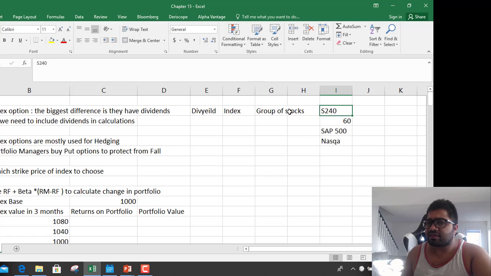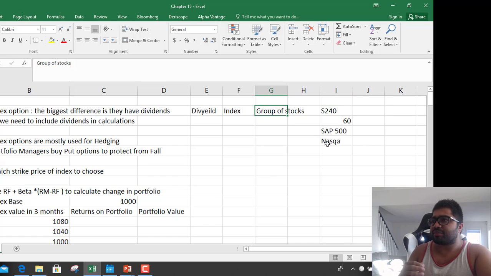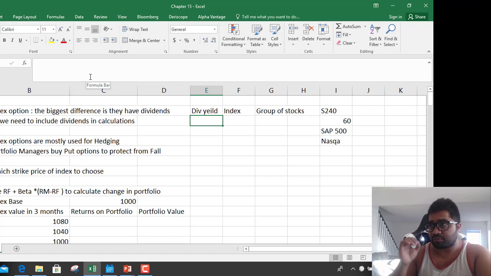Now, since they are groups of stocks, they generally pay dividends, but you cannot estimate the exact dividend that they would pay. Generally, though, you can estimate the dividend yield that the index has. What is dividend yield? It is dividends as a percentage of price, the returns that you're going to get from dividends in percentage form.